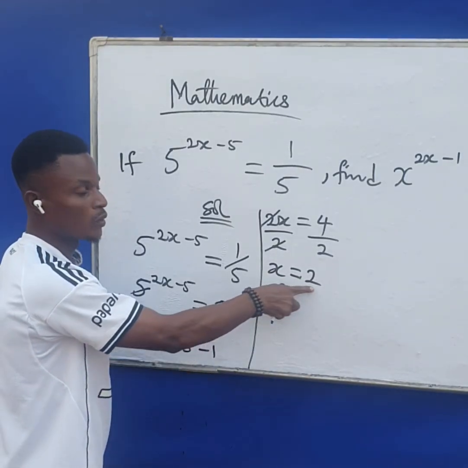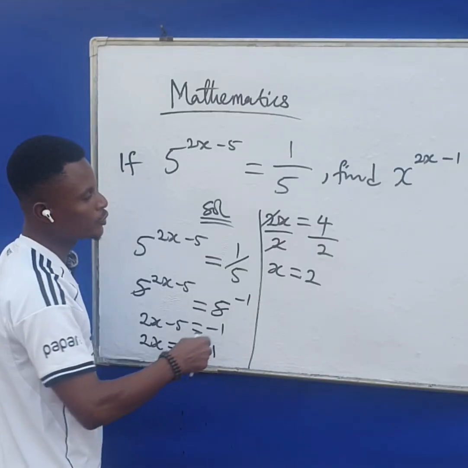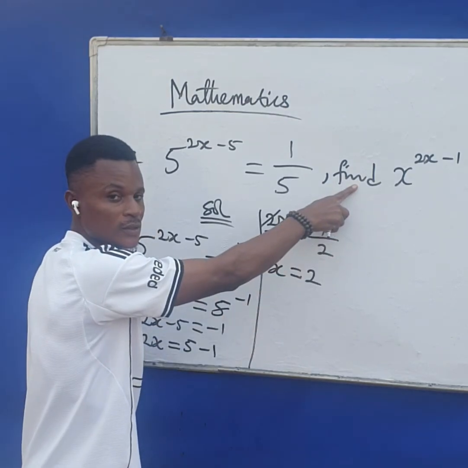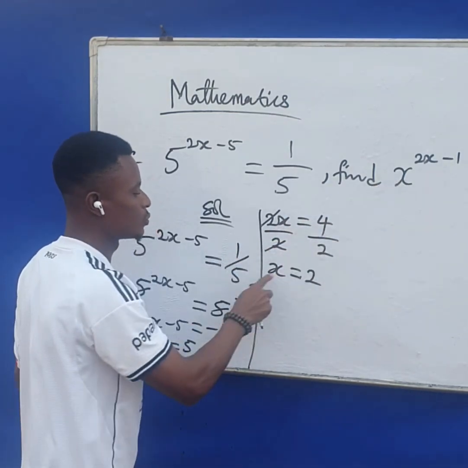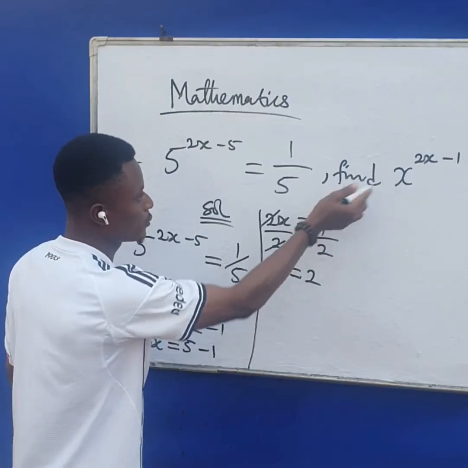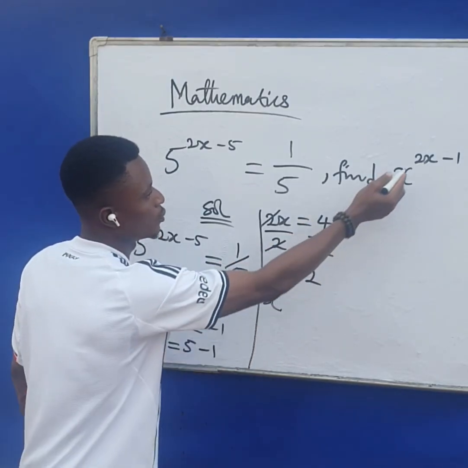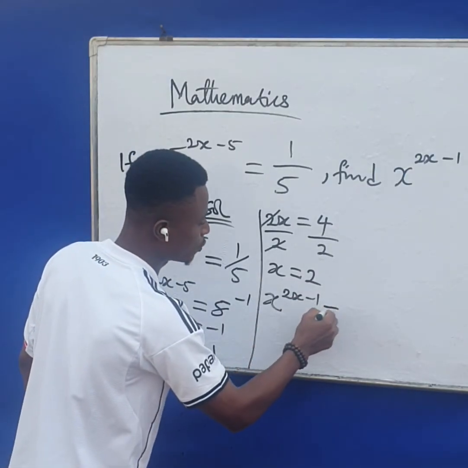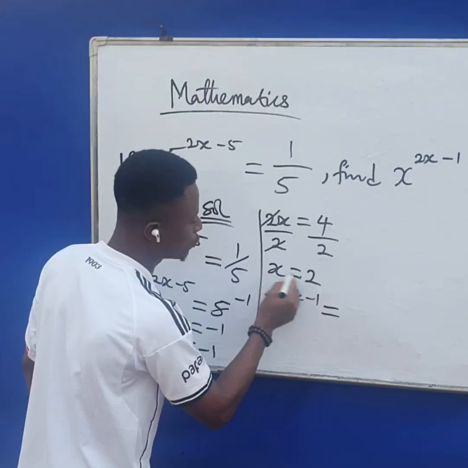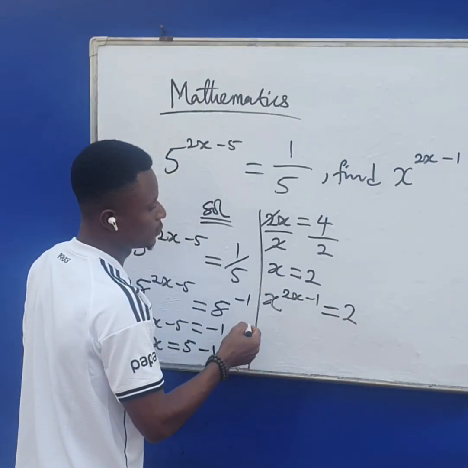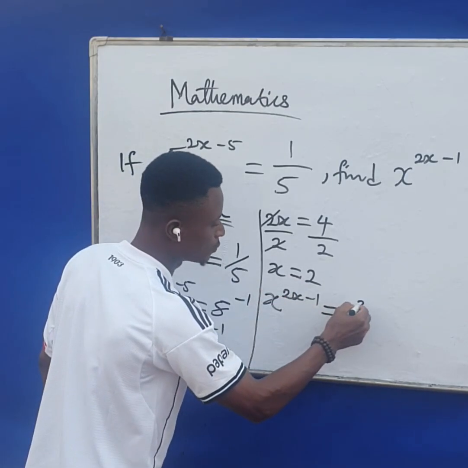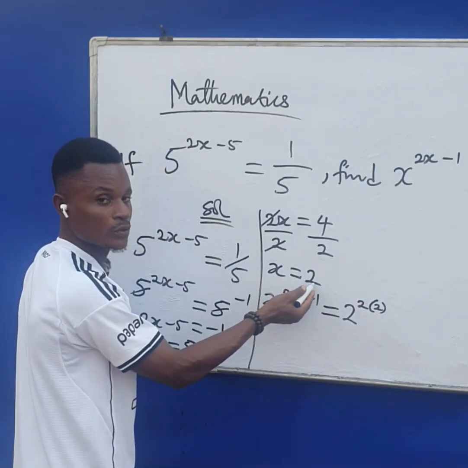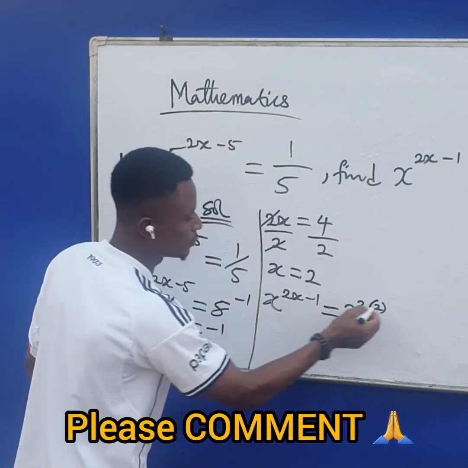Now that we have gotten x to be equal to 2, what we are going to do now is substitute this value of x into this expression that they asked us to find. You understand? So anywhere we see x here, we are going to put 2. So let's write down the expression. We have x raised to the power of 2x minus 1. And that will be equal to, in place of this x, I'll put 2, then raised to the power of this 2. Then we have another x here. So I'll put 2 again for the x, because we have x to be equal to 2. You understand? Then minus 1.